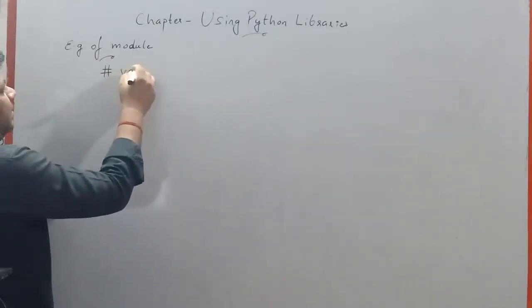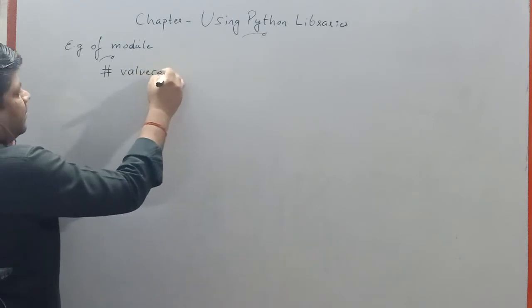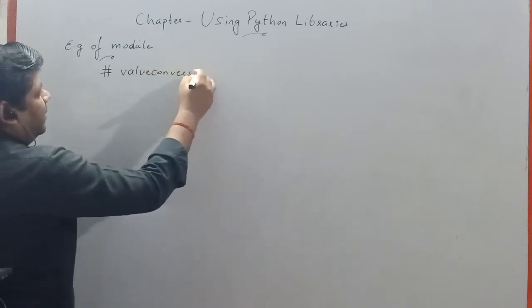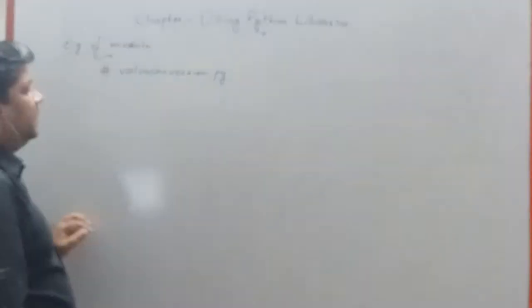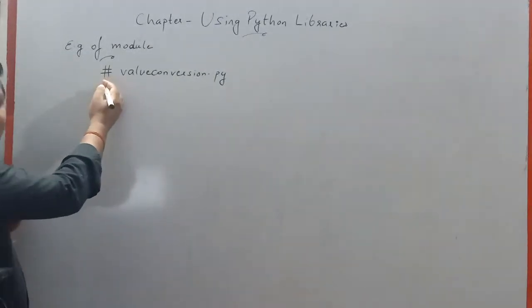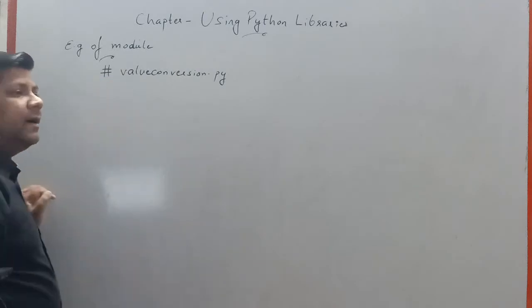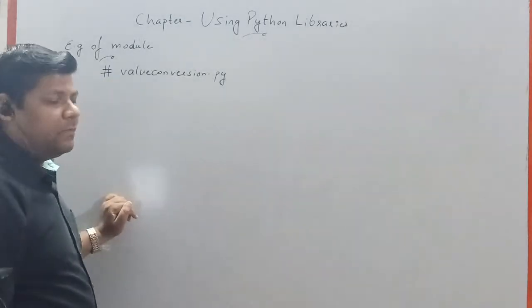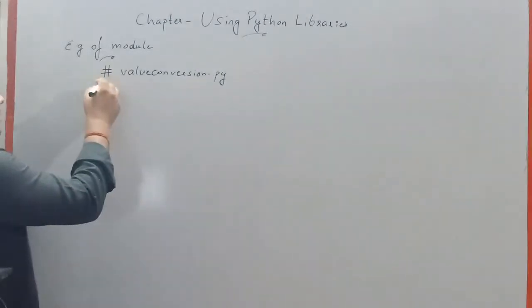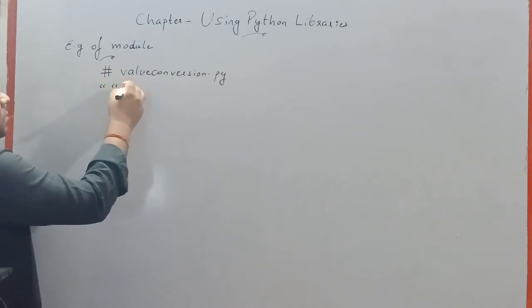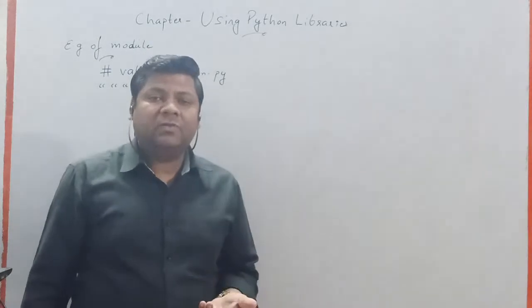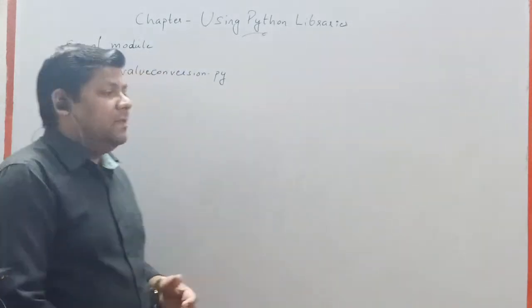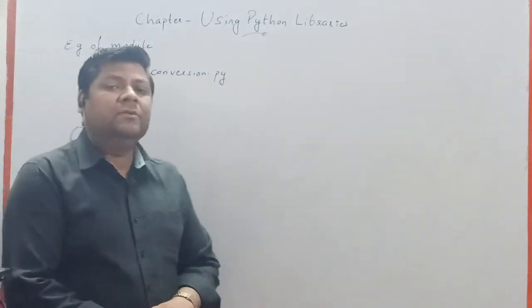For example, I have written the name of the file as valueconversion.py. Look, what is this? This is a comment, and you know that comments are neglected by the interpreter. As I told you, doc strings are statements that are enclosed within triple quotes.